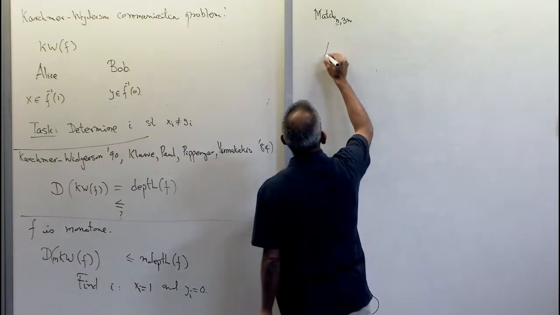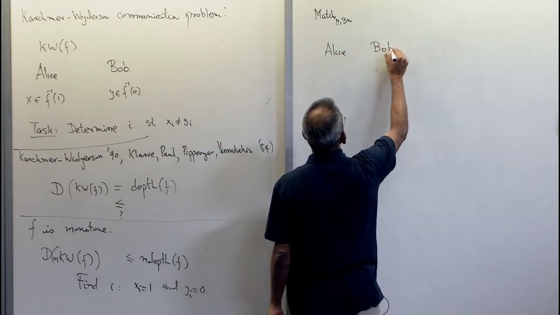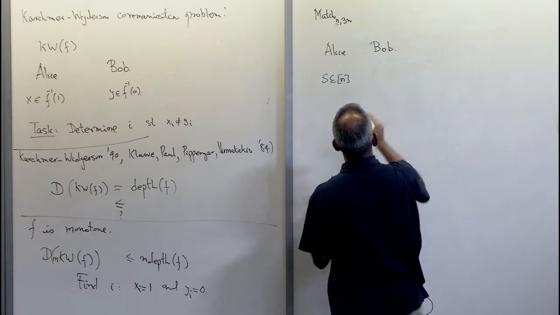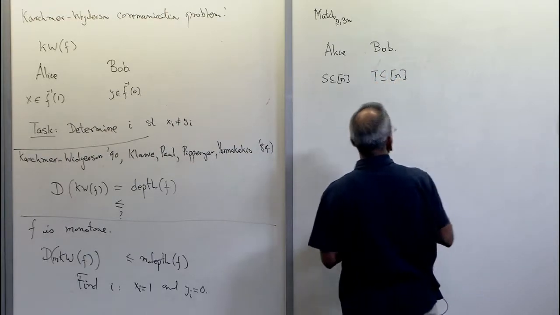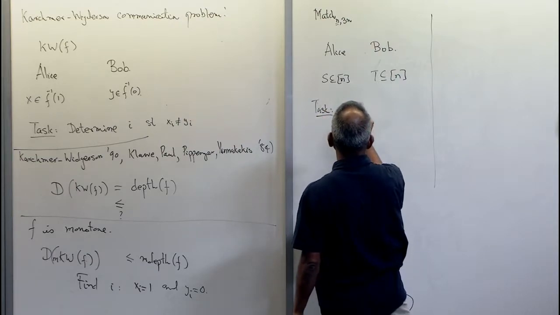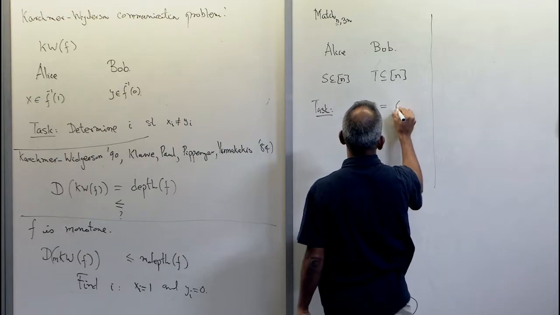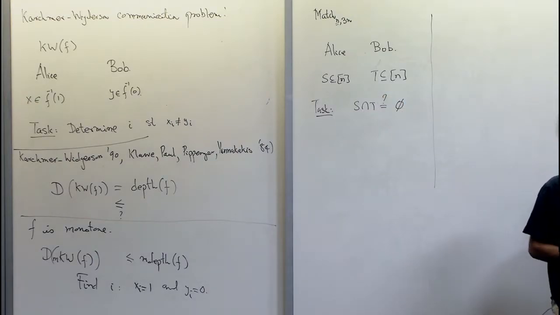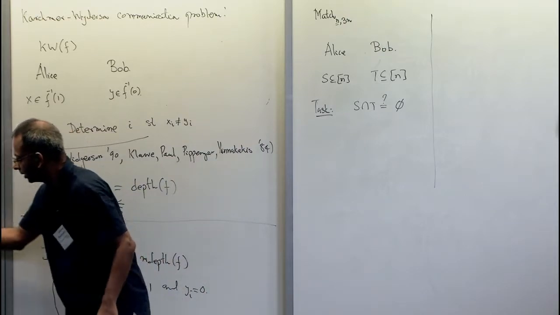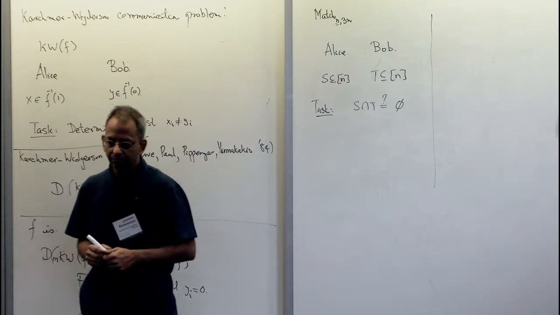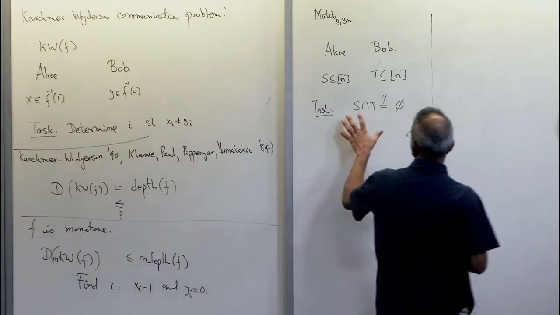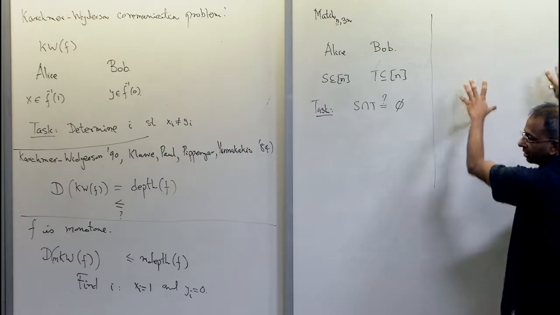So what do we have? We have Alice and Bob, and this is the disjointness problem, and they need to determine if S and T are disjoint. Is that clear? Yeah. So this was our disjointness problem, and what we are trying to show is that we can solve the disjointness problem if somebody gave us a protocol for the matching problem, for the Karchmer-Wigderson game for the matching problem.